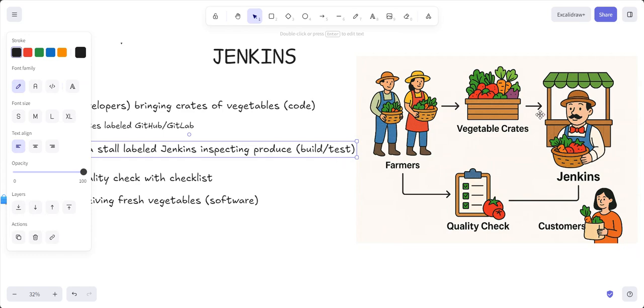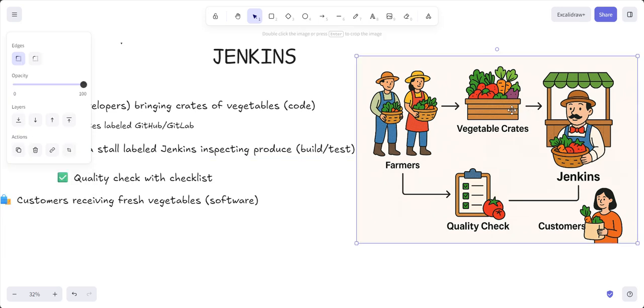Now after that, Jenkins is a server. When Jenkins comes into the picture, we say they are the labeled food stalls. So they are our server which manages the entire vegetable crates, meaning our entire code with the labels, or we can say with GitHub. So this part, the vegetable crates, is GitHub, and this is our Jenkins server, which will manage it. It will inspect, build and run those test cases and check each and every item on the list.